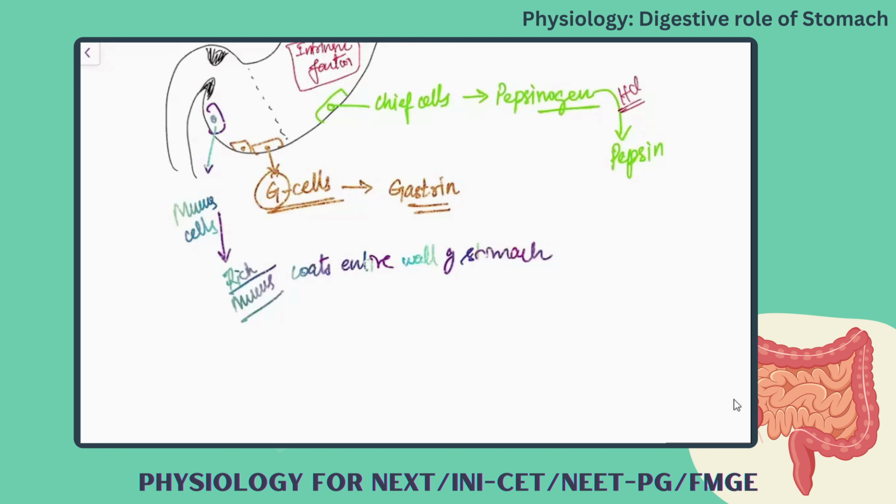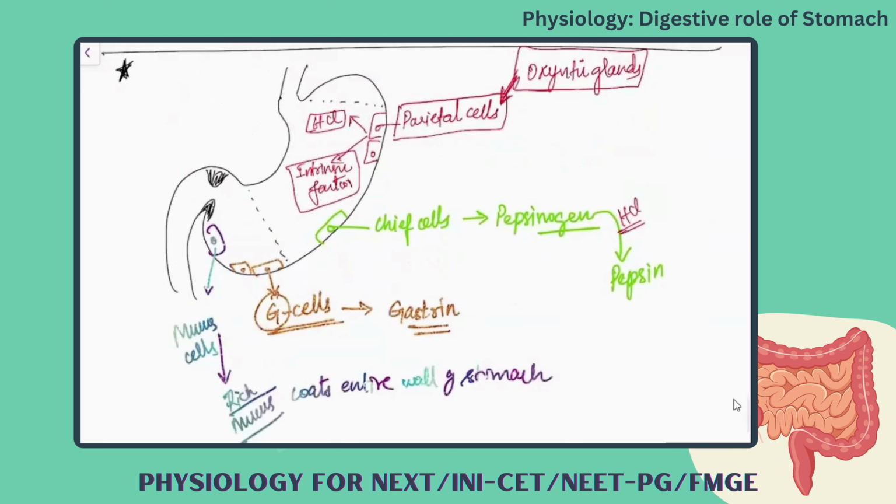Pathologically, it is more important to know the localization of where each cell is present in the stomach. This is the arrangement of the cells, and it is very, very important. You have to remember what the parietal cell is secreting, what the chief cell is secreting, and which cell secretes gastrin.